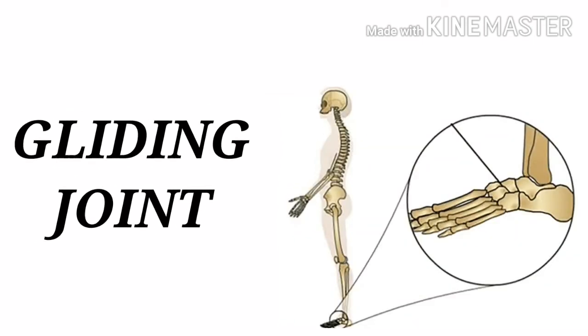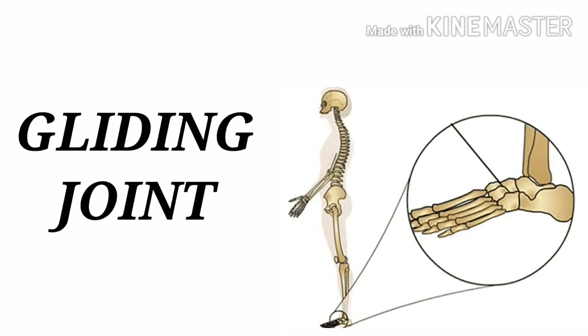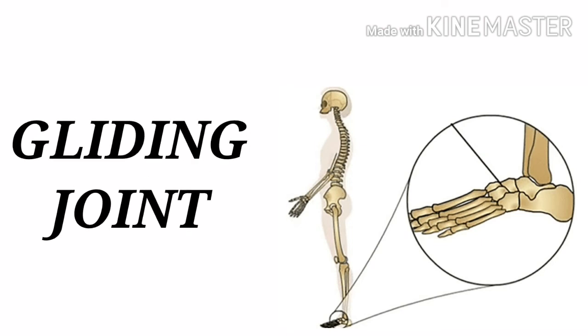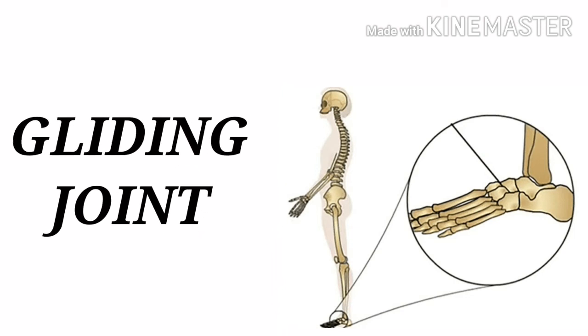Gliding joint. In this type of joint, one bone slides over another. It allows side to side and backward and forward movement. For example, the joints in the wrist, ankle and backbone.